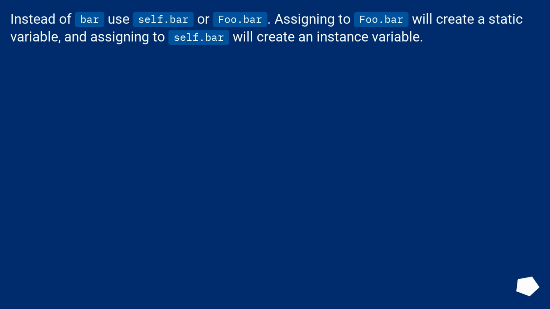Instead of bar, use self.bar or foo.bar. Assigning to foo.bar will create a static variable, and assigning to self.bar will create an instance variable.